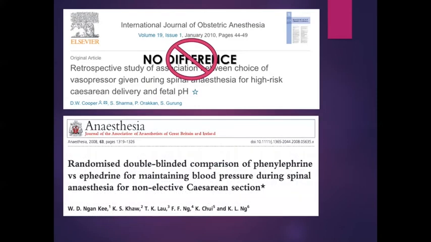Nanki also looked at this issue and randomized women undergoing non-elective cesarean delivery with spinal anesthesia to receive either ephedrine or phenylephrine boluses for the treatment of spinal anesthesia-induced hypotension. There were no differences in umbilical artery pH or other neonatal outcomes. However, one of the limitations of the study is that women with hypertension were specifically excluded.